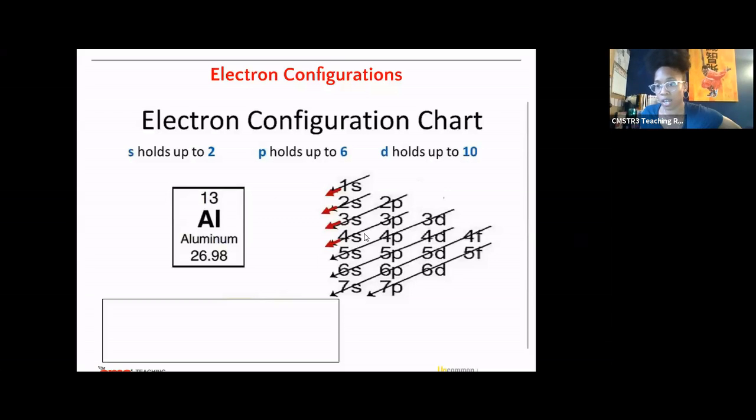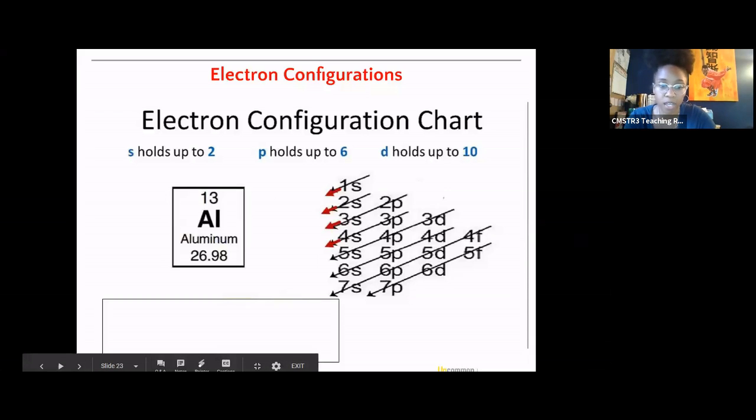I'll send you a document to show you what the periodic table looks like, but it's broken up into 4 different blocks: the S block, the P block, the D block, and the F block. Since we're talking about it, I'm going to show you now. Each of those blocks can only hold a certain amount of electrons. Up top, S can hold 2, P can hold 6, D can hold 10. Unfortunately, the F block is not on there, but F can hold up to 14.